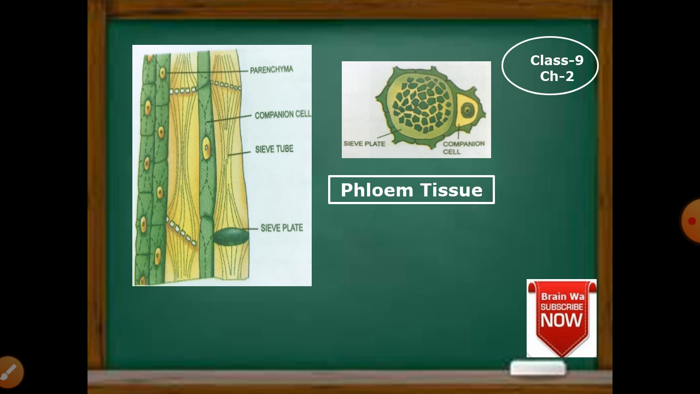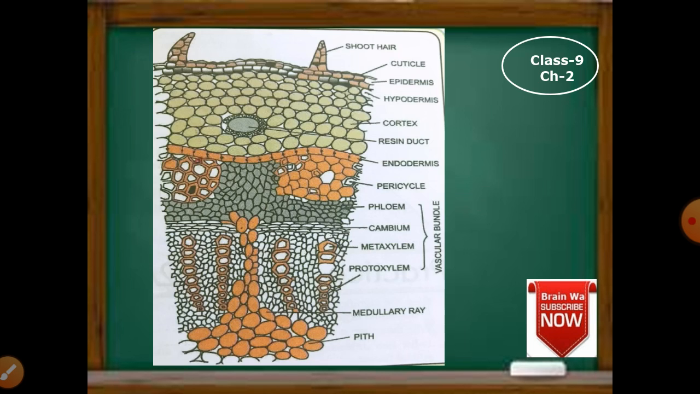In phloem tissue there are four components: sieve tube cells, companion cells, phloem parenchyma, and phloem fibers. The phloem's main function is conduction both upward and downward, that is called bidirectional conduction of organic food.